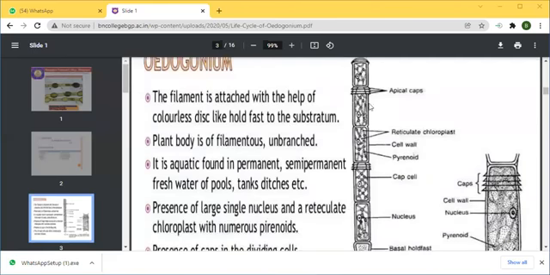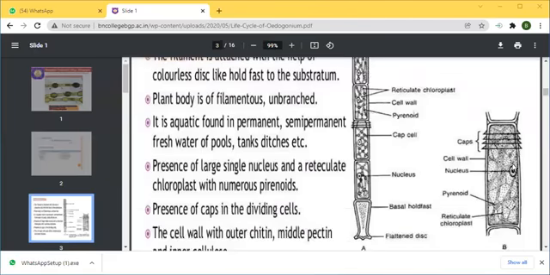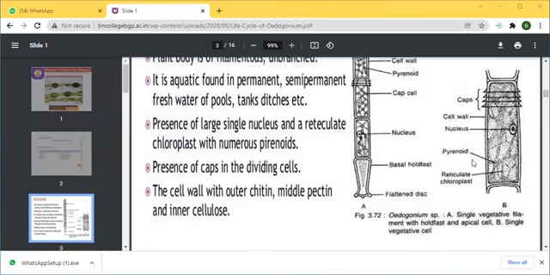And next one, here the cell wall. You can observe this is a single cell, enlarged. Picture AB is there, no? In that one is the enlargement of the single cell. The cell wall is made up of 3 layers, girls. How many layers? 3 layers. Outer layer is made up of chitin, middle layer pectin, inner layer cellulose. This is a characteristic feature of the Oedogonium cell wall.